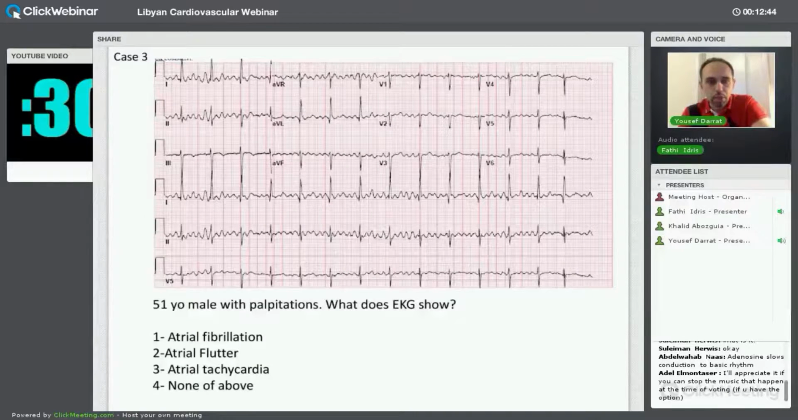Okay. Next question, case number 3. This is a 51-year-old male with palpitations. What does the EKG show? The options are number 1, atrial fibrillation, number 2, atrial flutter, number 3, atrial tachycardia, or none of the above. I'll give you a few seconds to look at the EKG, and once the poll is pulled, you can click on the magnifying glass and see the EKG.